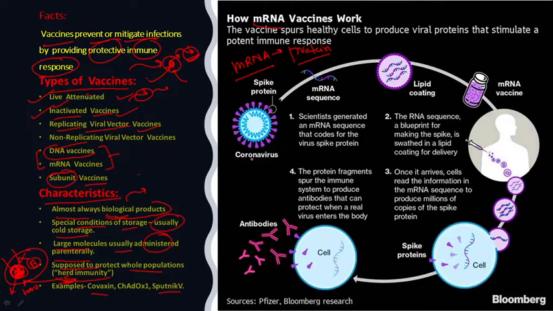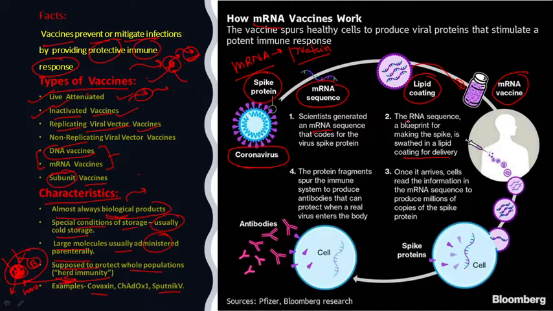So let us say that scientists designed an mRNA based vaccine against the coronavirus. What they actually did was generate the mRNA sequence for the virus spike protein. Then they took this mRNA sequence and used a lipid coating, because mRNA needs to be delivered, so they encapsulated it into a lipid vehicle for delivery, and this was converted into an mRNA vaccine.